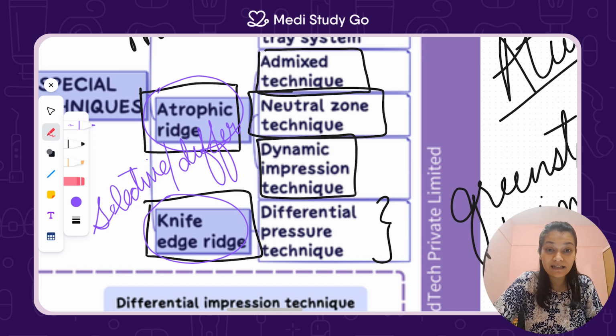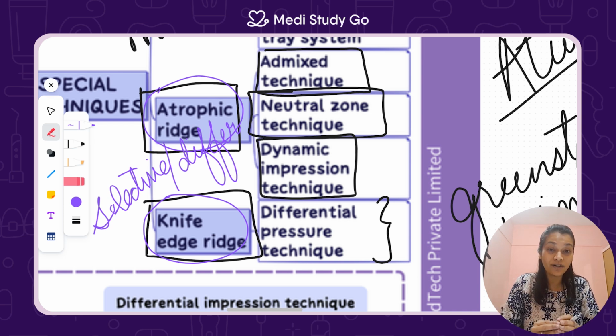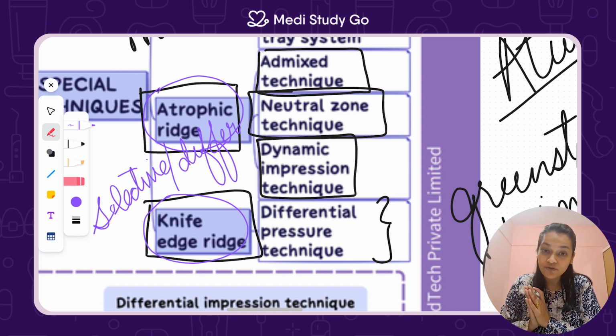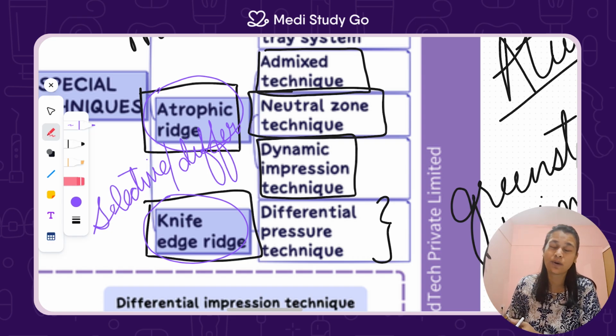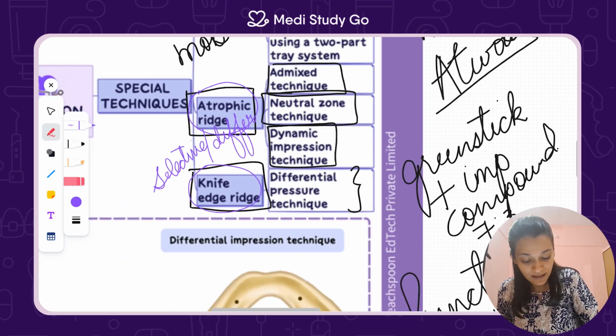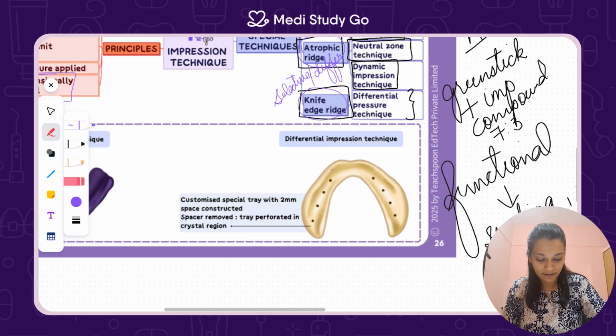Okay, because it is the understanding of the anatomical landmarks that will help you provide the perfect impression in order to avoid undue forces in future. You need to preserve what remains. This is one of the most important objectives of impression making. So, as we were talking, this is the differential impression technique.